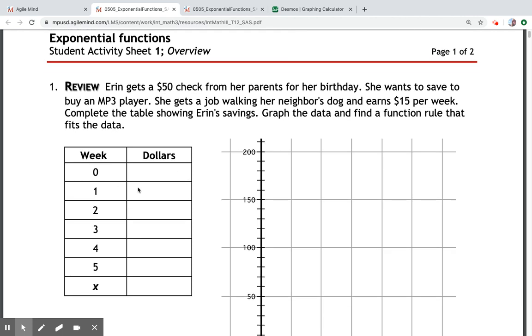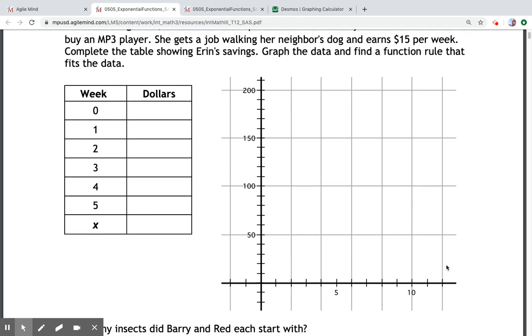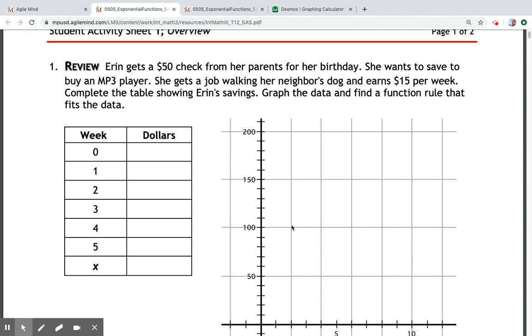So what I'd like you to do is fill in the table. She starts with 50, and then of course she gets another 15, 1-5, every week. And then I'd like you to graph that table and see if you can give me a function rule that would fit it. So go ahead and hit pause to work this out, and then hit play when you're ready to check your work.